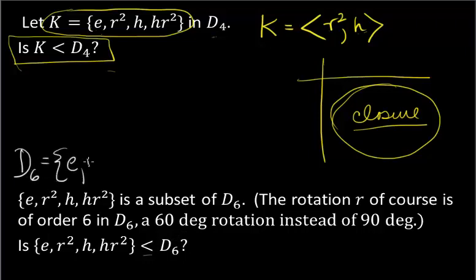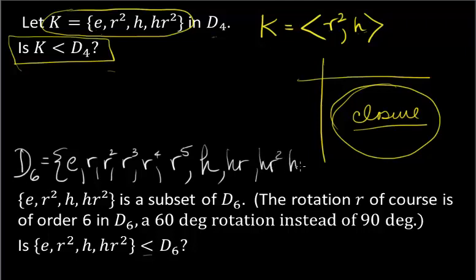D6 has the identity, r, r squared, r cubed, r to the 4th, r to the 5th, which are 60-degree rotations, 120 degrees, etc. And then it has h representing a flip across a diagonal, and it has hr, hr squared, hr cubed. These are all flips on the other diagonals. hr to the 4th, hr to the 5th. Okay, so we have 12 elements in D6, and now let's see, is this a subgroup?